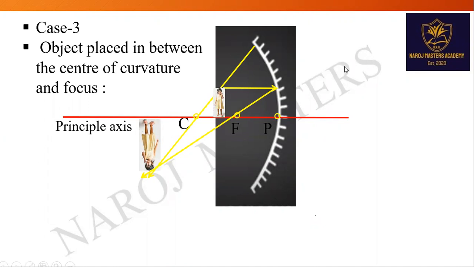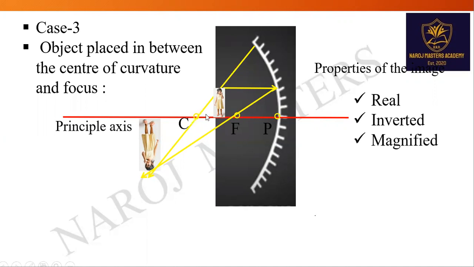So what are the properties of the image? The image which is formed by the actual intersection of the reflected light rays is known as a real image. So the first one is real, and it is below the principal axis, so that is inverted. And one more is that it is magnified. Why? Because the size of the image is larger than the size of the object. So that's why the image formed is a magnified image.